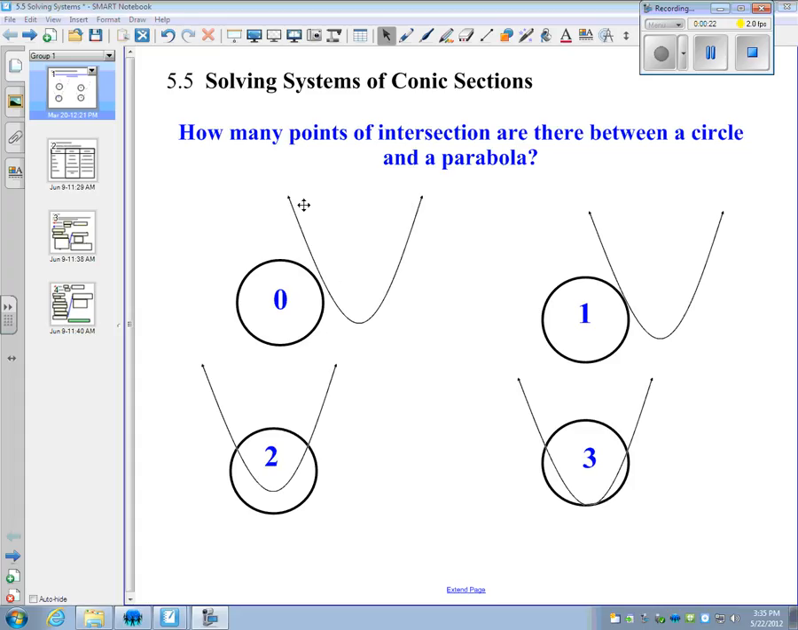First of all, they could be on a graph and not touch each other at all. They could touch at exactly 1 point, they could touch at 2 points, or they could even touch at 3 points. Those are all the possibilities. So sometimes you might have to do a quick sketch to look at this.